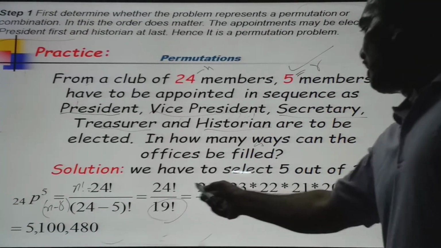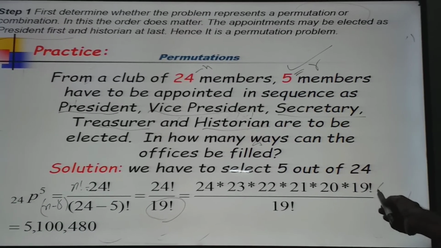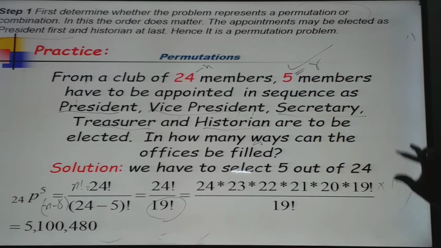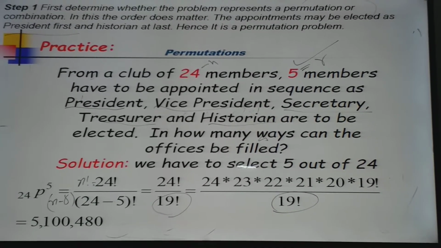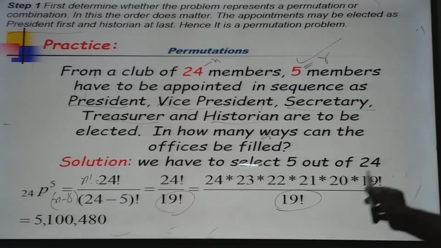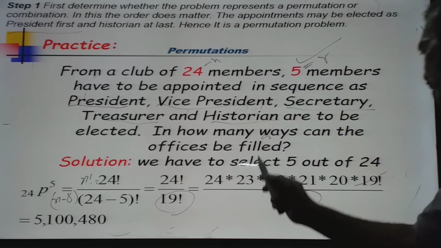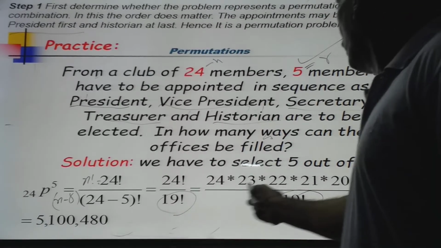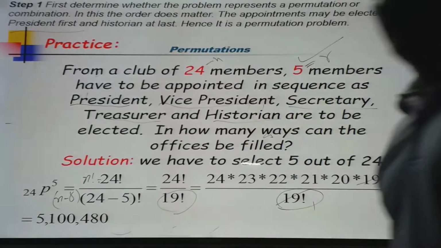Now, expand this factorial. 24 multiplied by 23, multiplied by 22, multiplied by 21, multiplied by 20, multiplied by 19, multiplied by 18, multiplied by 17, and so on up to 1. But here you stop at 19 because there is another 19 factorial written in the denominator. So there is no need to expand it down to 1. Just write 19 factorial, because you can cancel 19 factorial with 19 factorial. And the equation will be solved. So 24 multiplied by 23 multiplied by 22 multiplied by 21 multiplied by 20, you will get 5,100,480.